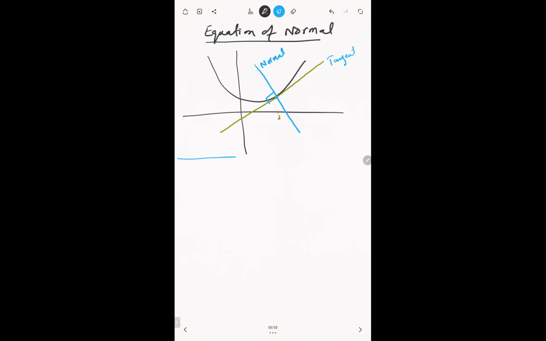I hope this is clear. The line which is perpendicular to the tangent is called normal. And definitely the normal and tangent both are passing through the same point on curve.